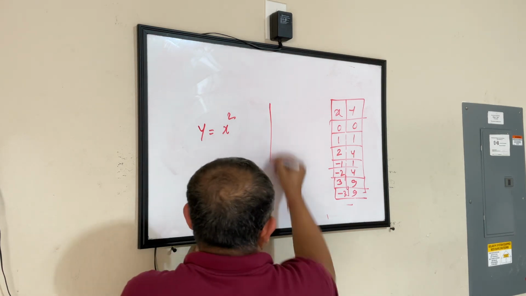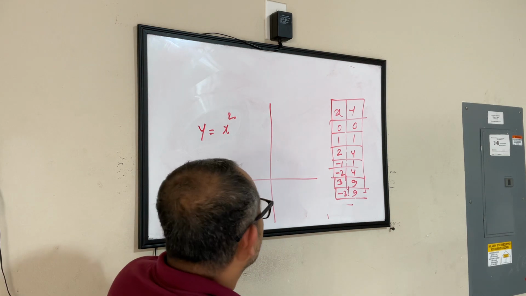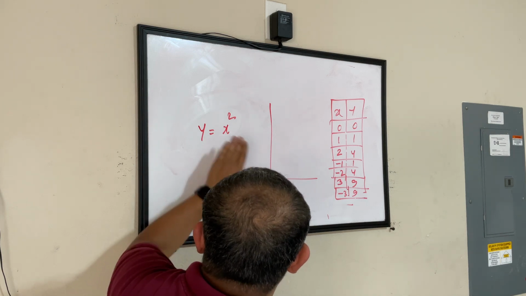So now let's see. Mada was saying that I can still dare to call this guy a linear equation.